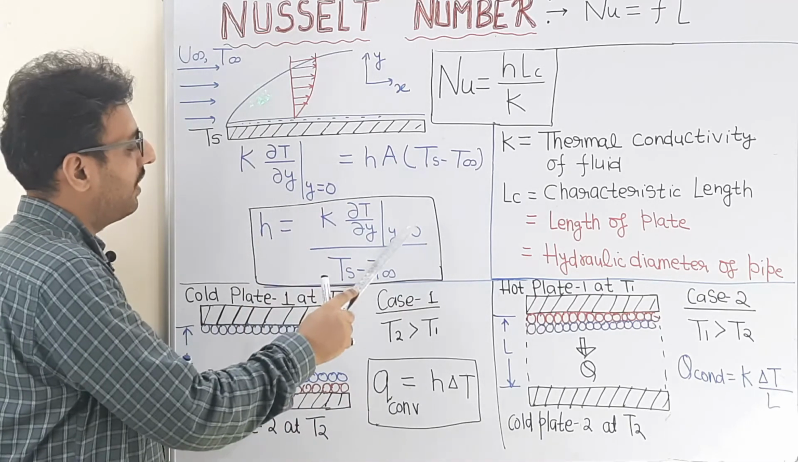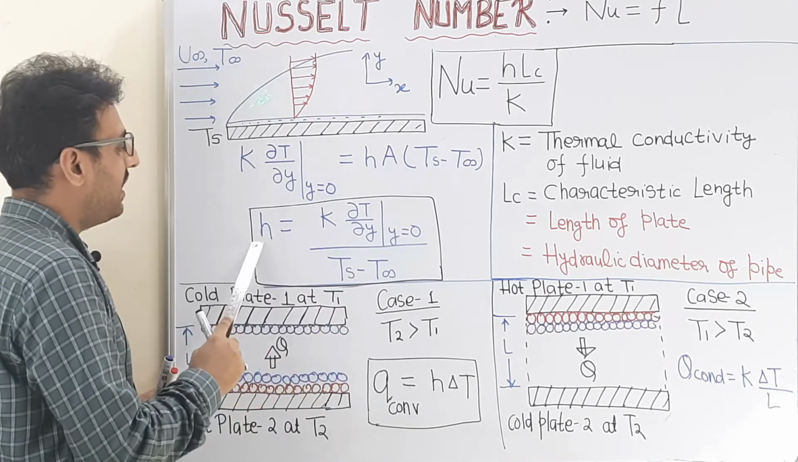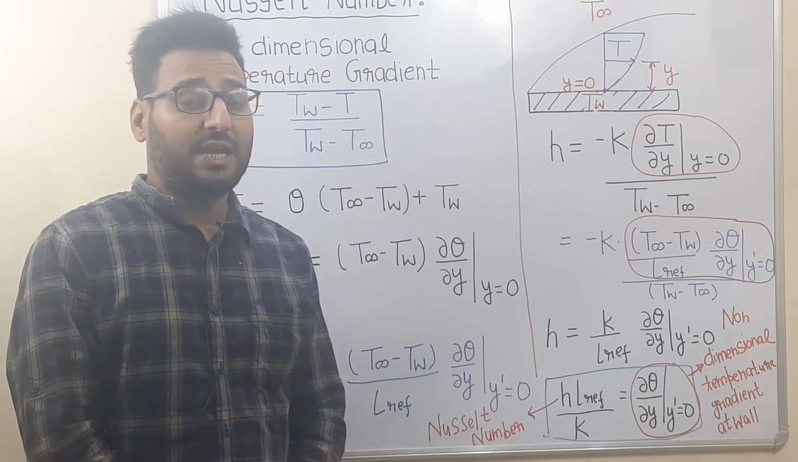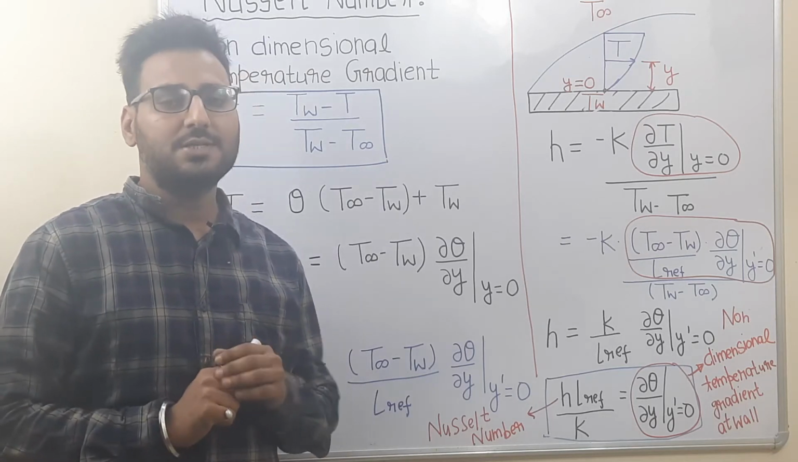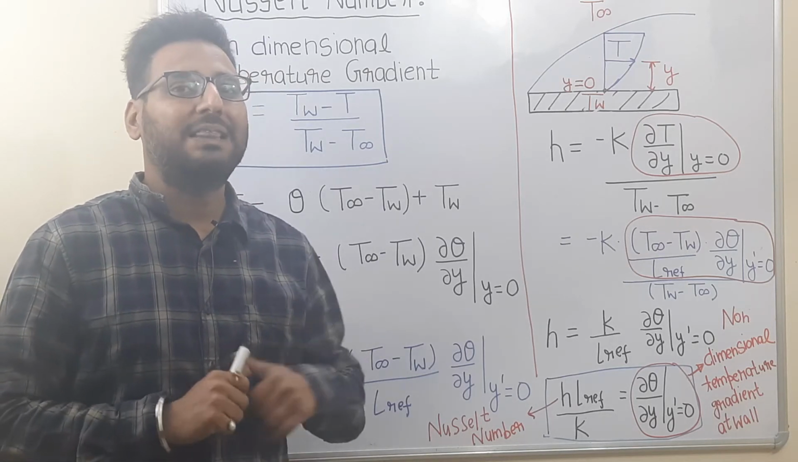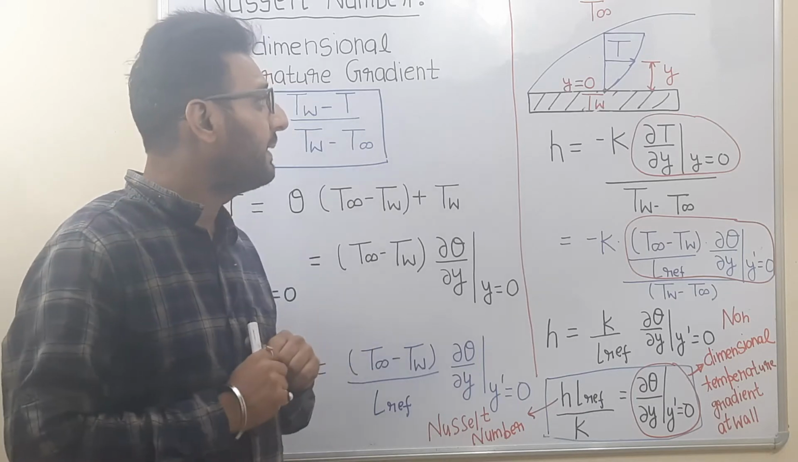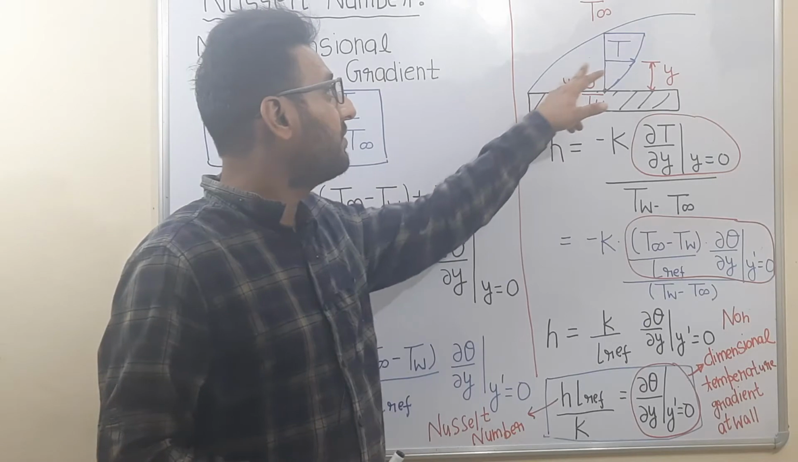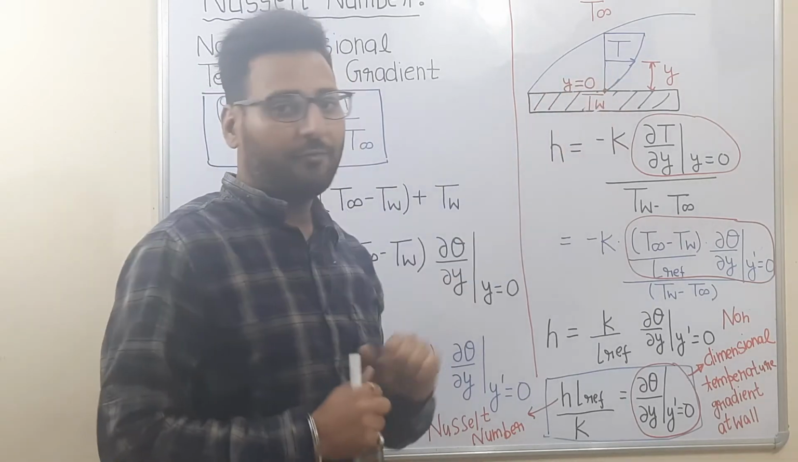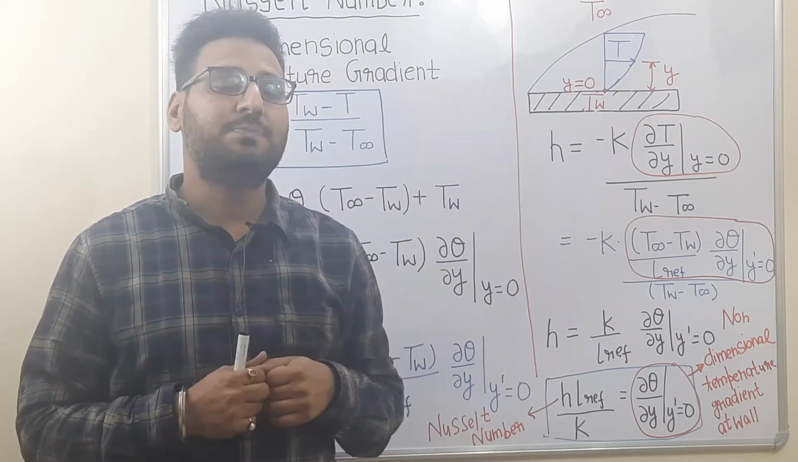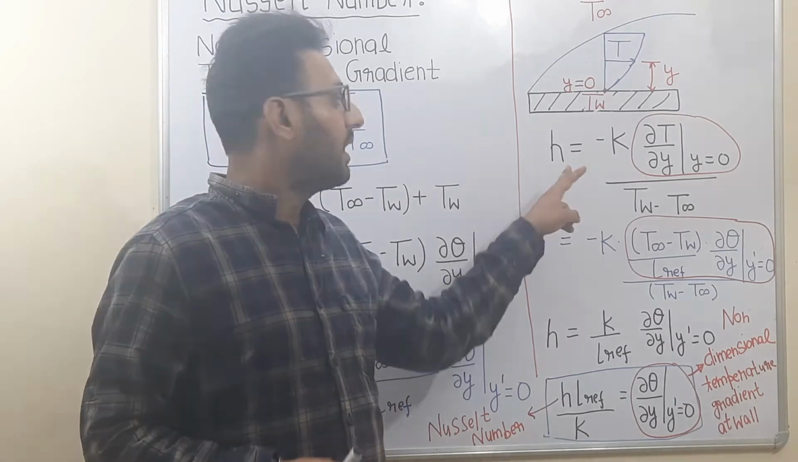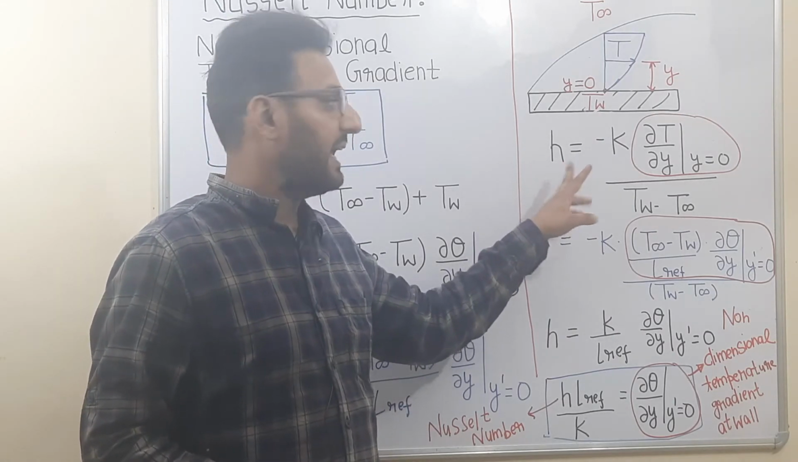Now after further simplification we can obtain h. Now in the end of the lecture we are going to discuss how to determine the mathematical expression for Nusselt number. Earlier in this lecture we have discussed the formation of the thermal boundary layer over a flat plate, and from the energy principle we have derived the expression for convective heat transfer coefficient like this.